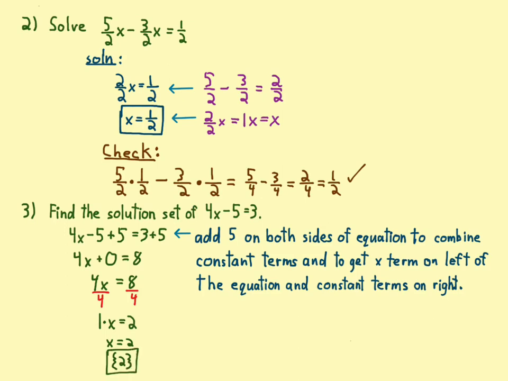Now you want to check your answer by taking the original equation, this one here, and replacing the x with a 2 and see if this left side simplifies to give you 3. So 4 times 2 minus 5. I do the 4 times 2 first. 8 minus 5, and 8 minus 5 is 3, which checks with what I had here, 3. So I did it correctly.